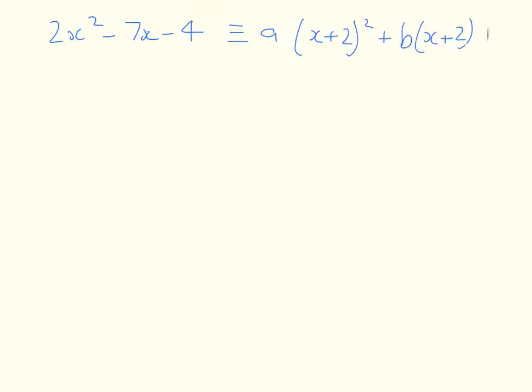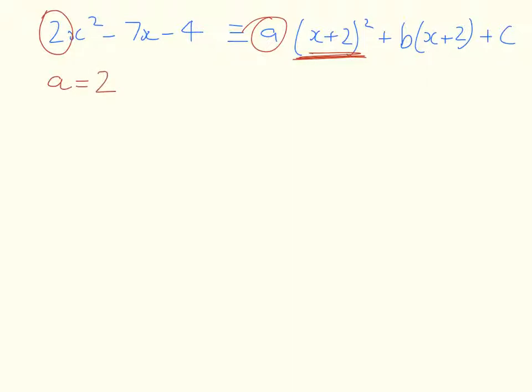Now the second example I've got is express 2x squared minus 7x minus 4 in the form a outside of x plus 2 all squared plus b outside of x plus 2 plus c. I haven't put excessive notes on this one, but I do have the answers there for you. Again, we can just pick off a value for a because the only place I'm going to get an x squared is here. So I know straight away that a is 2.